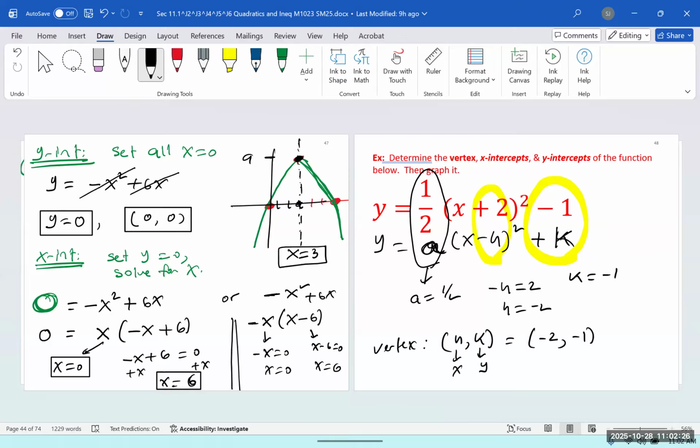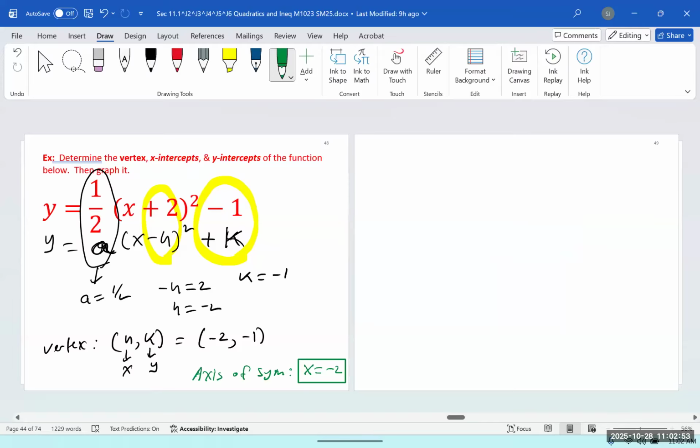So what is our axis of symmetry? Axis of symmetry. You lost 1 point again. x equals -2. x equals -2. Axis of symmetry, it's a line. Every line has either x equals or y equals, or x and y both. So our life was easier to find the vertex. As a result, to find the y-intercept, our life will be harder.